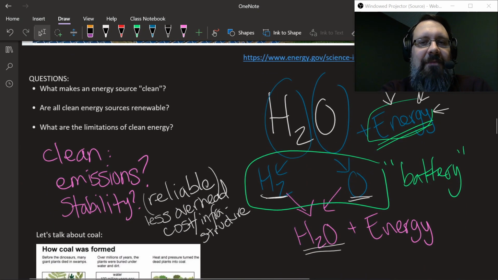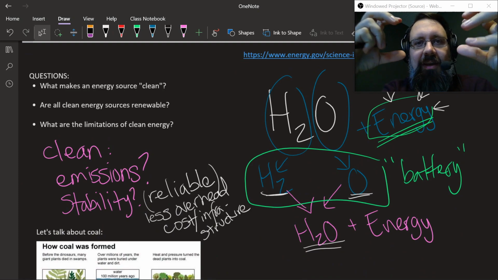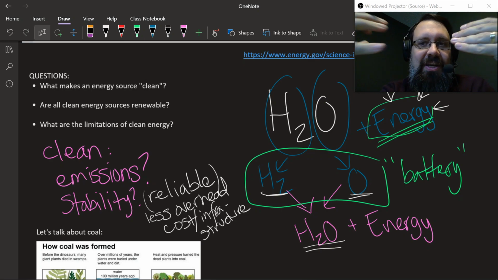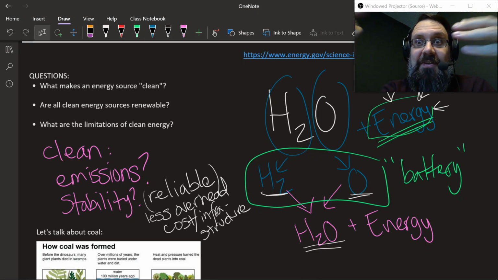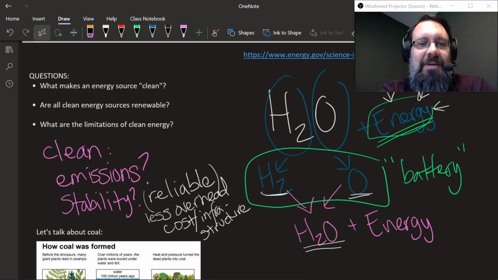And if you have a source of energy that doesn't have a lot of this overhead cost, like all the materials that go into processing it, then yeah, it's going to be a lot cleaner than something else that has a higher overhead cost.